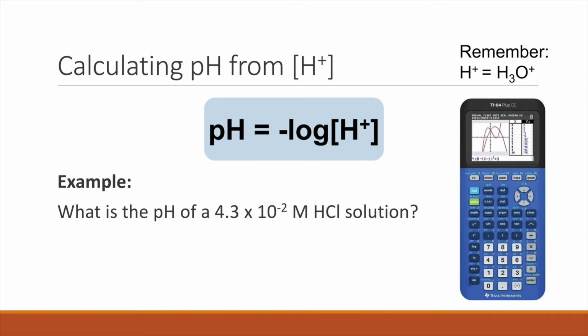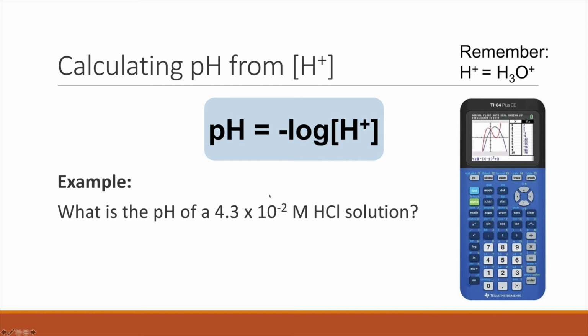So here's an example of how we calculate pH. It says, what is the pH of a 4.3 times 10 to the negative 2 molar HCl solution? So looking at this, this is a strong acid. So I know all of this H plus is going to come off and it's going to split into H plus and Cl minus. So I can say that this concentration of acid is the same as my concentration of H plus. It has dissociated completely. We're not going to talk about calculating the pH of weak acids. We're only going to focus on strong.